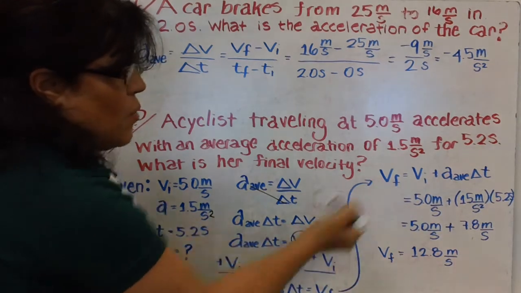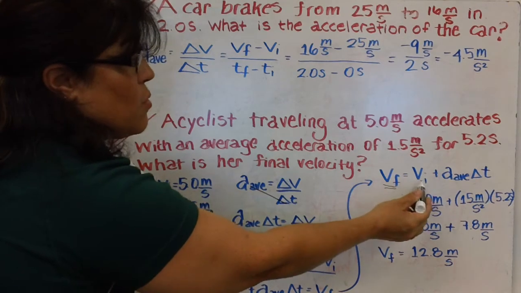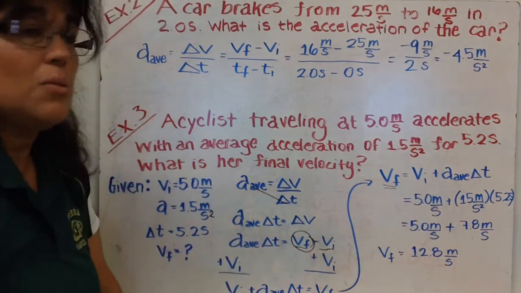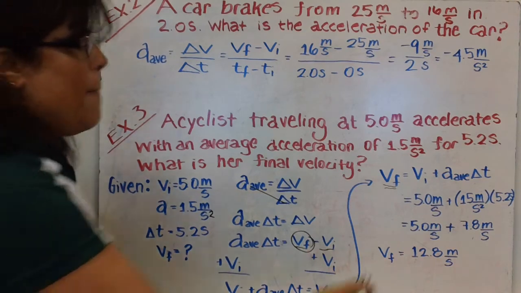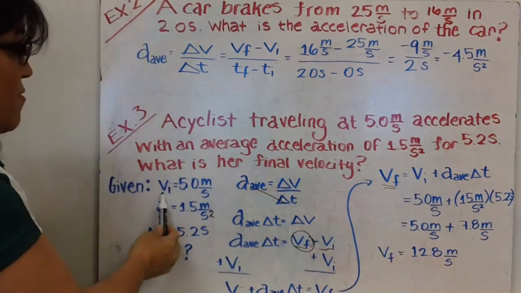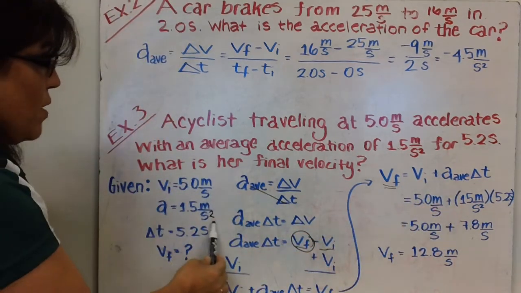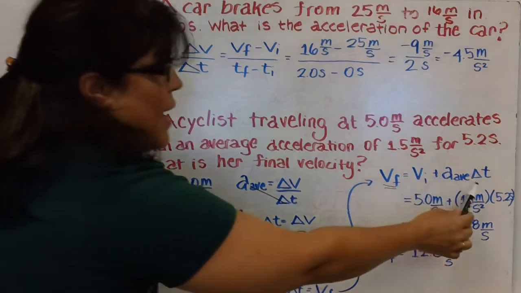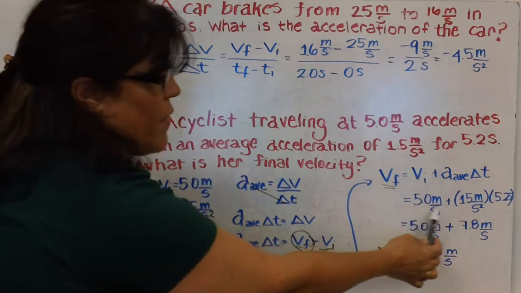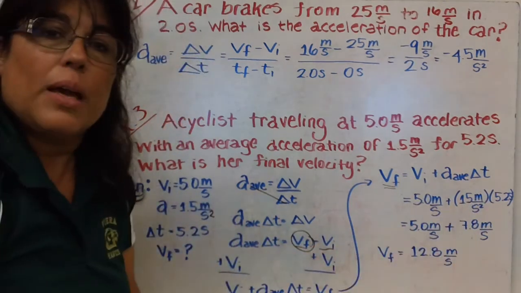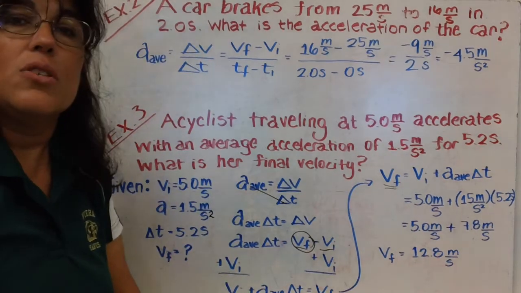So I'm rewriting it right up here just to make it easier with our unknown value: V final equals V initial plus average acceleration times the change in time. Now I'm going to plug in all my numbers. I know that my V initial is 5 because that's a given value. I know that my average acceleration is 1.5 meters per second squared, and I know my delta t is 5.2 seconds. So if I plug all these values into my calculator, I have that my V final is 12.8 meters per second.